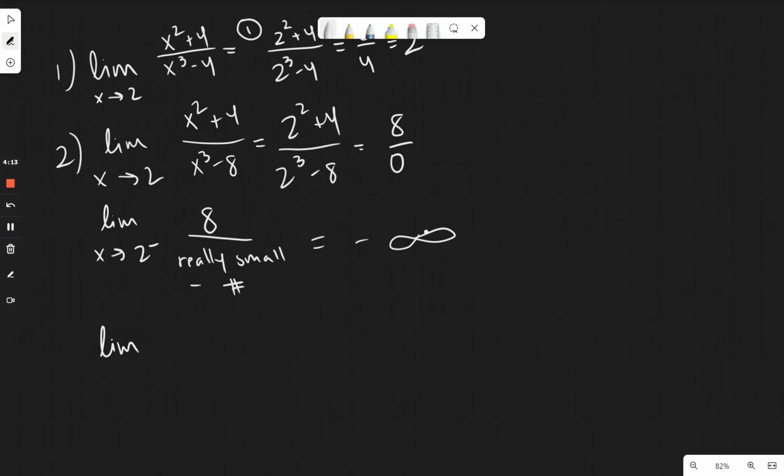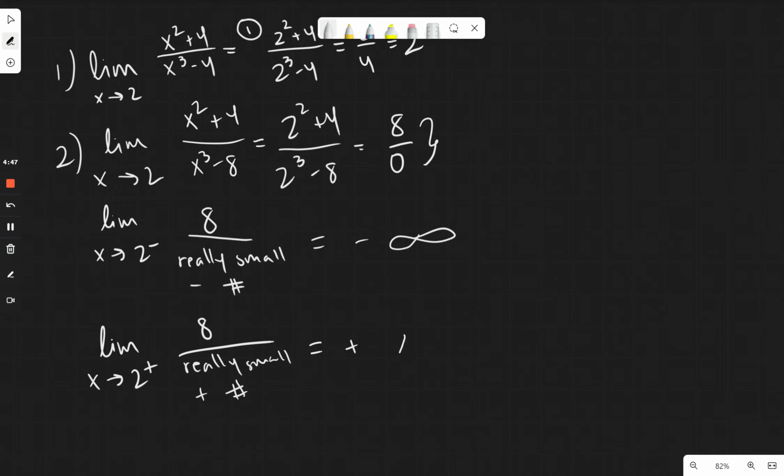Now on the flip side, if we have x approaching 2 from the right, the top is still 8, still positive. Again, the difference in these numbers doesn't really matter unless it's a huge negative to positive difference, because of the nature of these limits. But for the bottom, now 2 to the third is a little bit over 8, so 8.00001 or something. So when we subtract 8, it's a really small positive number. And so we know that when we divide 8 by something really, really small, it's going to approach infinity. And since it's positive, it's going to be approaching positive infinity.